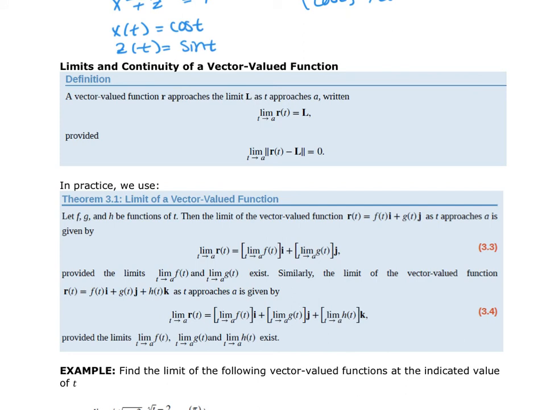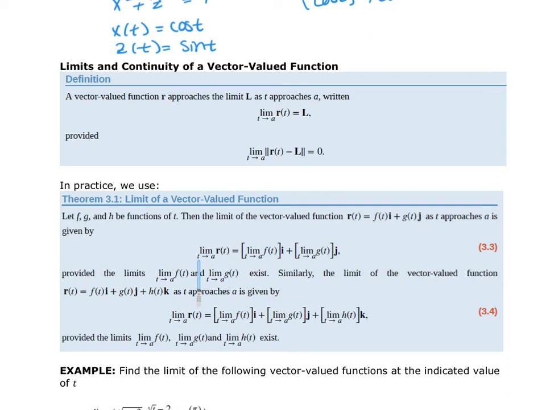So a vector-valued function r has a limit L as t approaches a. It can be written in this form, provided, of course, that as t approaches a, the vector-valued function minus L is equal to 0. Cool. In practice, this is what we do: we're allowed to take the limit of each component individually.